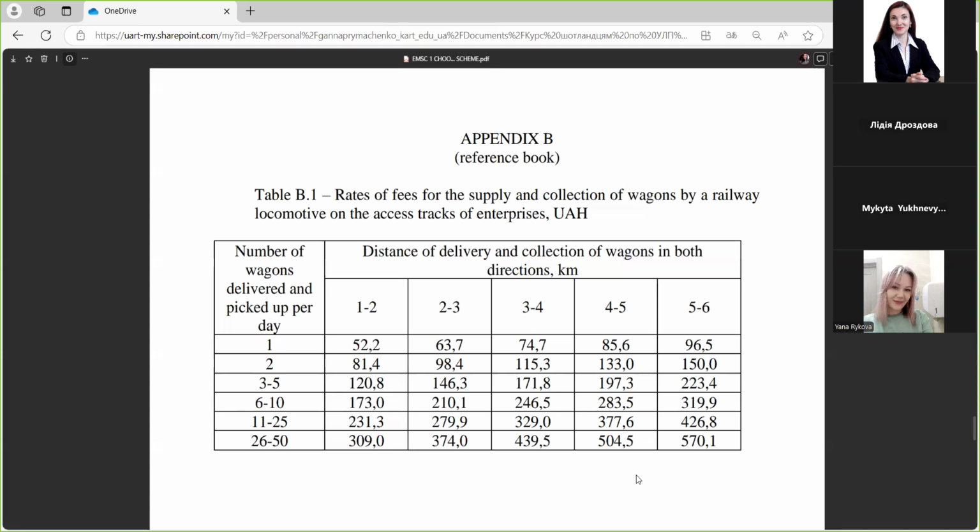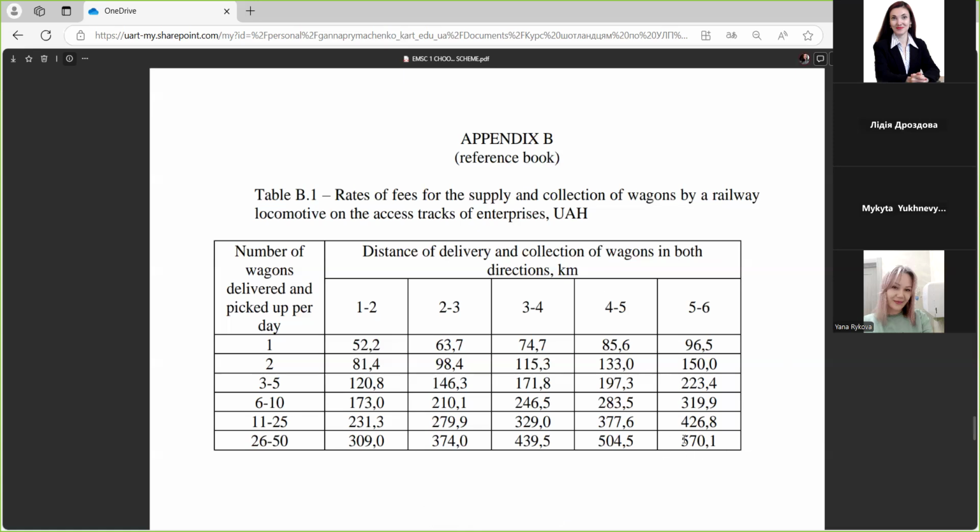So please write in your formula plus 570.1 hryvnias. It is also a parameter in hryvnias. The name of our table is rates of fees for the supply and collection of wagons by a railway locomotive on the access track of enterprises. So we use this locomotive for delivery from station to manufacturer and from manufacturer to station, and how much money for one of these trips we need to use in one day, because we calculated all in both directions.